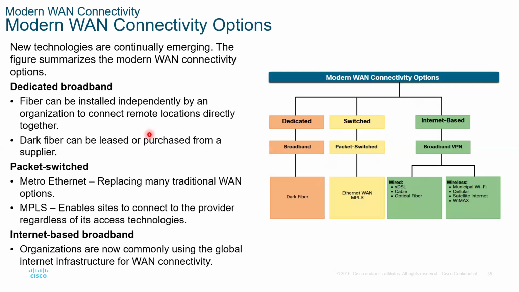With MPLS, instead of having those IP addresses, we have labels. And those labels are much smaller than the IP addresses. That means instead of looking up the routing table, it's much faster using those labels. Less time is used while trying to look for routes.